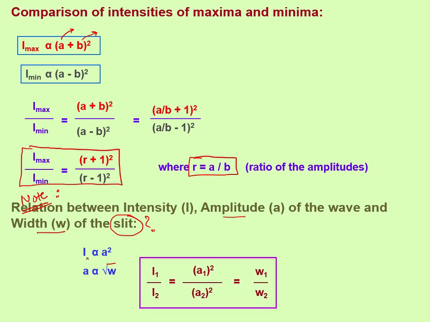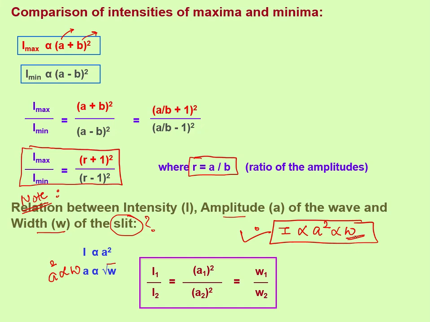If you take the ratio, I1 upon I2 is A1 upon A2 whole square, or W1 upon W2, because when we square this term, we can write A square is proportional to the width of the slit. So in general, we can write I is proportional to A square, and A square is proportional to the width of the slit. At this point of this video lecture, simply write down this relation. You know the intensity of the resultant wave and the amplitude of individual waves. Now we'll come to this point.